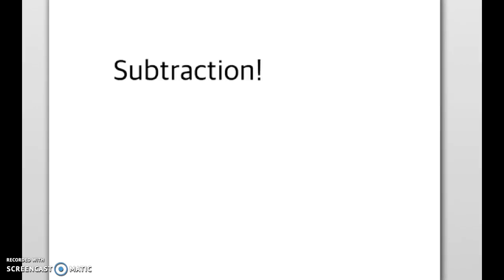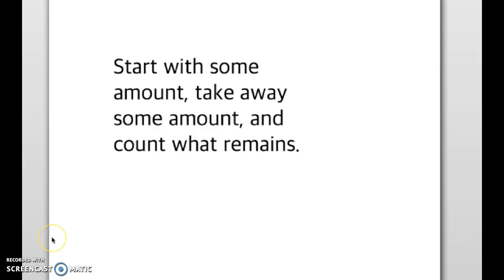Hello! Today we're going to be talking about subtraction. The definition for subtraction is you start with some amount, take away some amount, and count what remains. This is what we refer to as take-away subtraction.